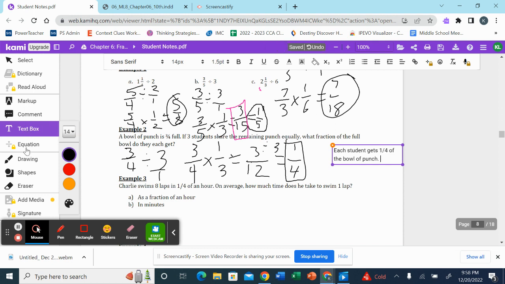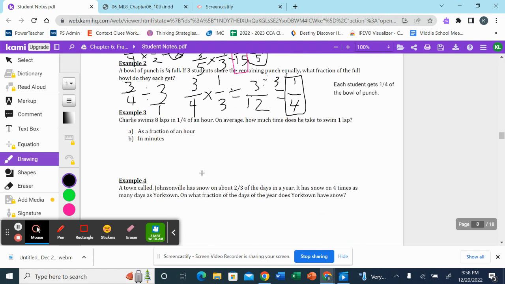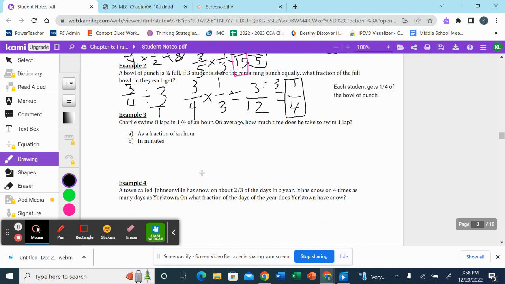But the math's going to get a little bit trickier, so we need to follow these steps. So remember, the steps are, you're going to write it out as a division statement, 3/4 divided by 3 over 1. Then you keep the first fraction the same, and flip the other one and times. That's it.